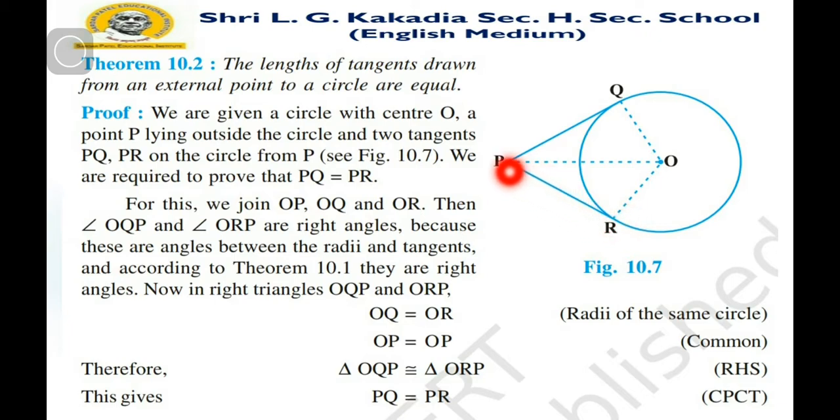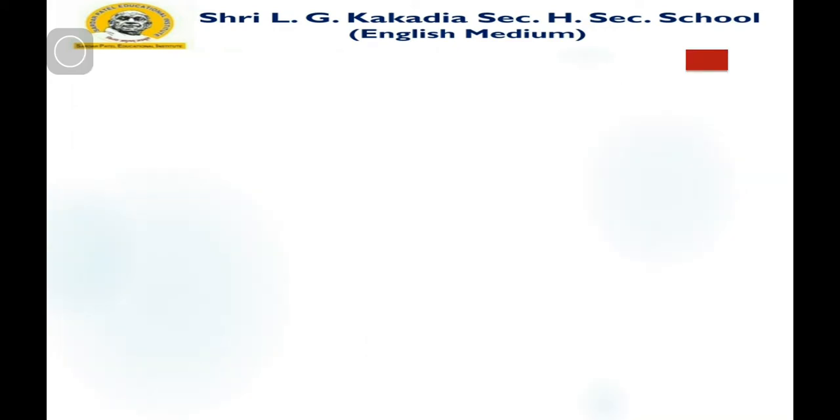So first we have to prove that triangles PQO and PRO are congruent. Let's prove this. We are given a circle with center O, a point P lying outside the circle, and two tangents PQ and PR to the circle from P. We are required to prove that PQ is equal to PR. Now for this we join OP, OQ and OR.